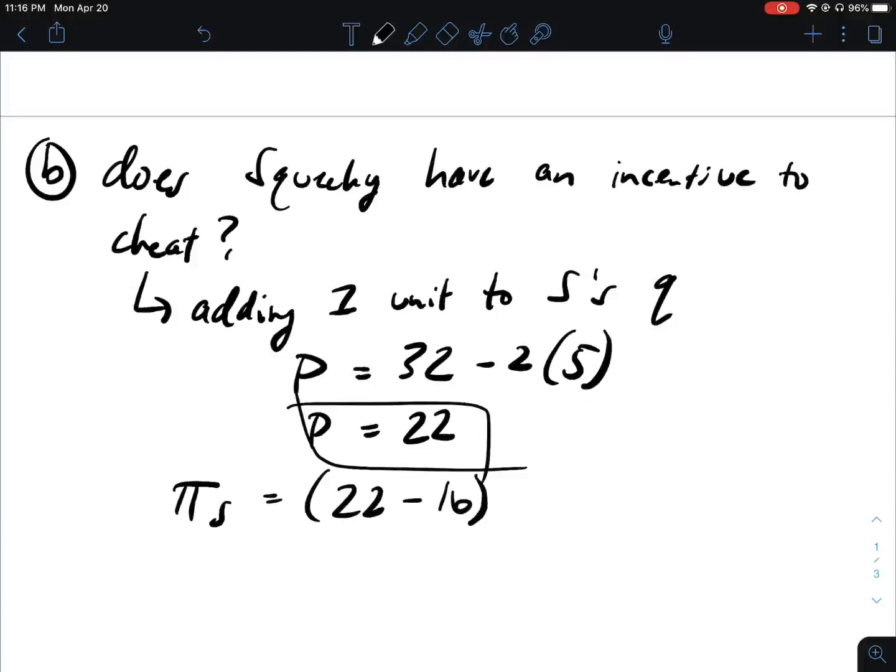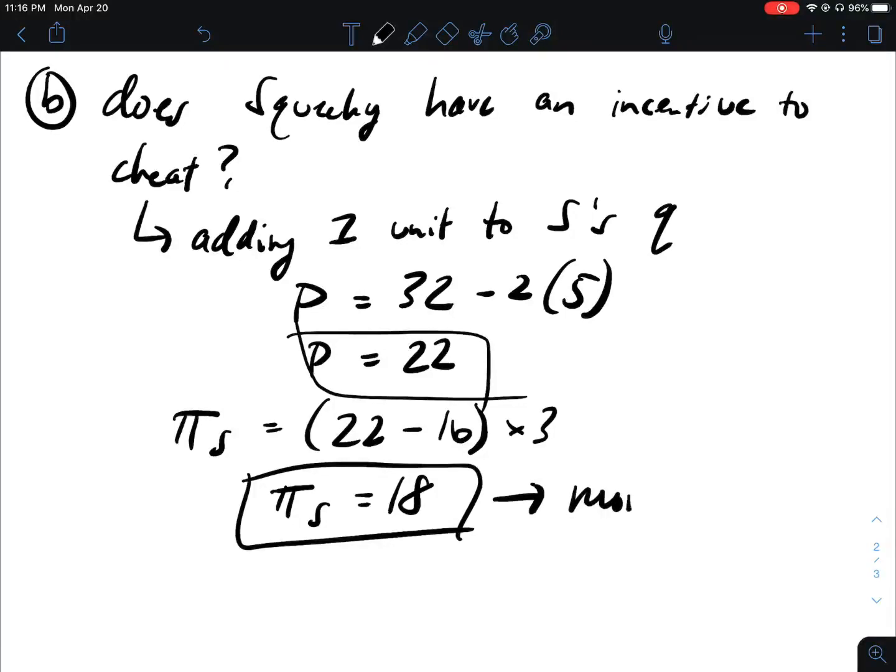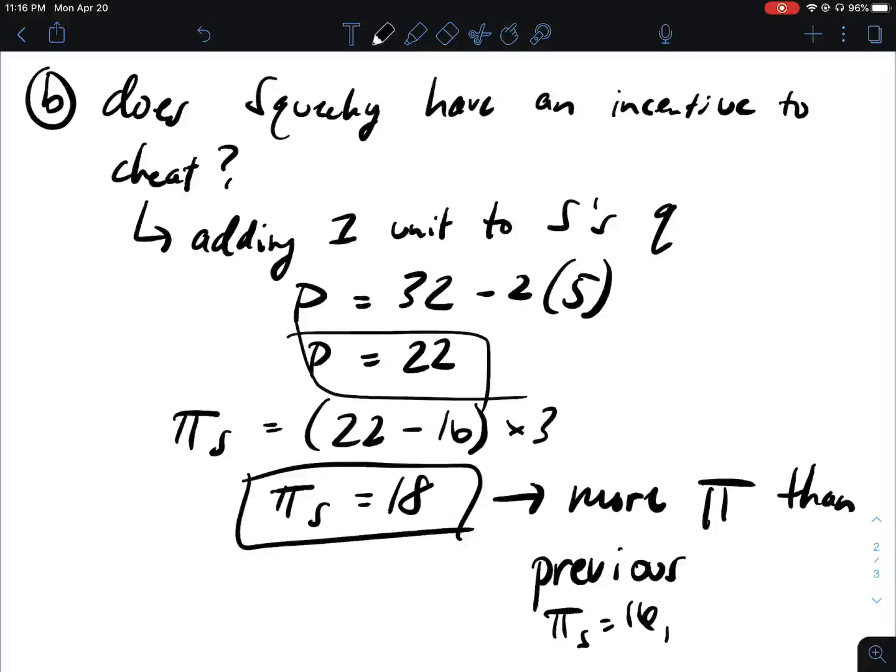Let's plug that price into Squeaky Clean's profit function. That's P minus the marginal cost times 3. Careful, it's 3, because Squeaky Clean is producing 1 more unit itself. They were producing 2 before. Their profit now is 18. So that 18 is more than the previous profit of 16. So yes, Squeaky Clean does have an incentive to cheat in this case.